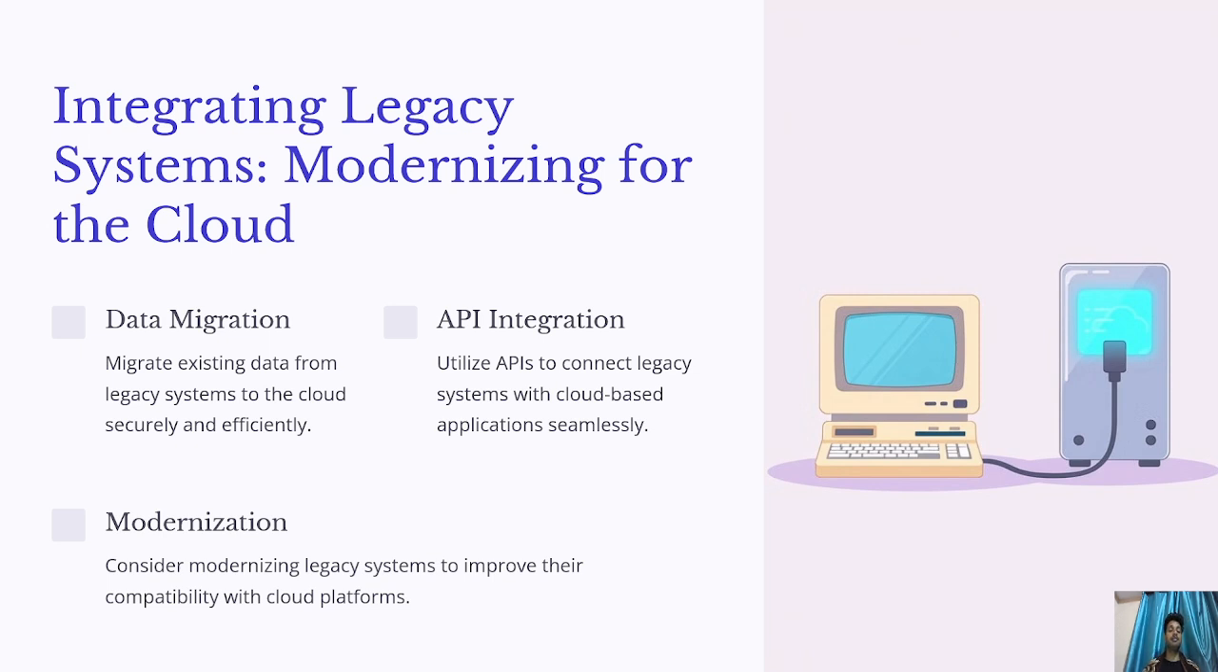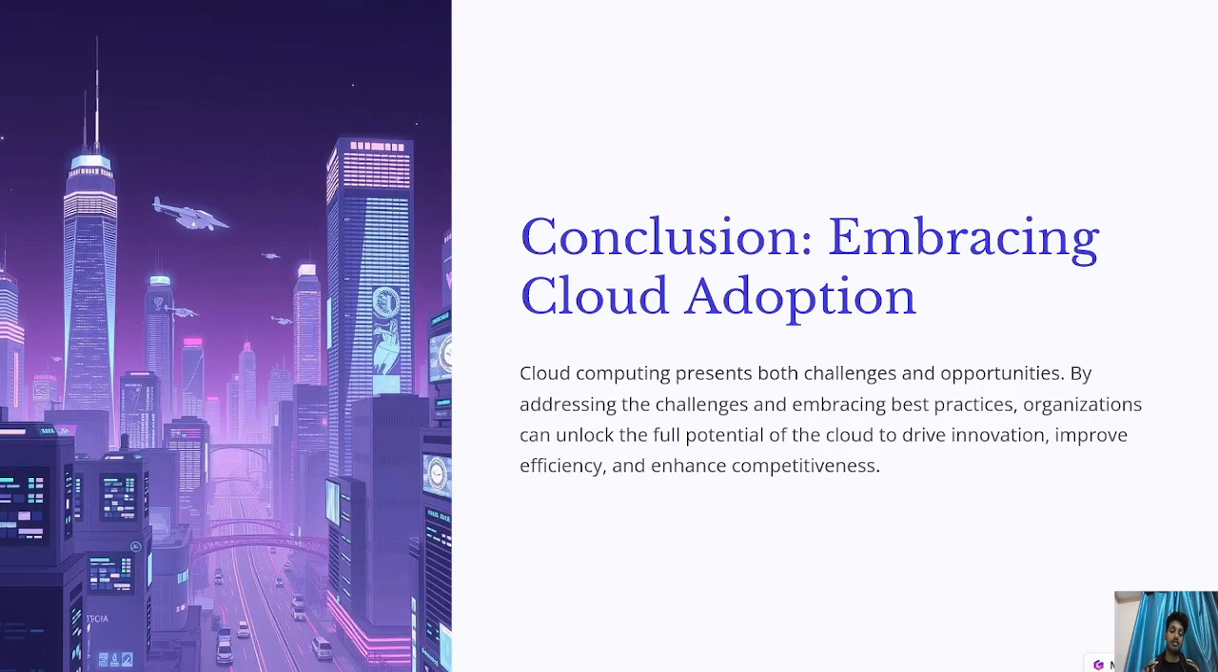Integrating legacy systems, modernizing for the cloud. Data migration. Migrate existing data from legacy systems to the cloud securely and efficiently. API integration. Utilize APIs to connect legacy systems with cloud-based applications seamlessly. Next, we have modernization. Consider modernizing legacy systems to improve their compatibility with cloud platforms.